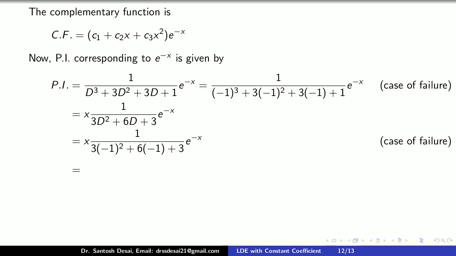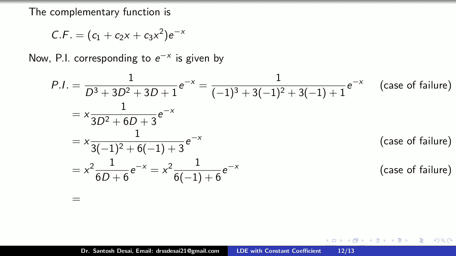Again we apply the case of failure for the step above it. So first we write one independent variable. So already there is one independent variable, so you will get x square, and take the derivative of 3d square plus 6d plus 3. It is 6d plus 6 into e raised to minus x. Put d is equal to minus 1 again. So we get minus 6 plus 6. Again it is a case of failure. So once again apply the method. So we get x cube, derivative of 6d plus 6, that is 6 e raised to minus x.